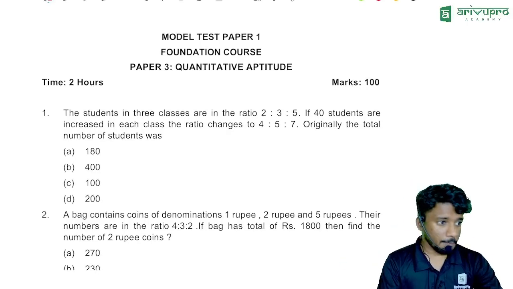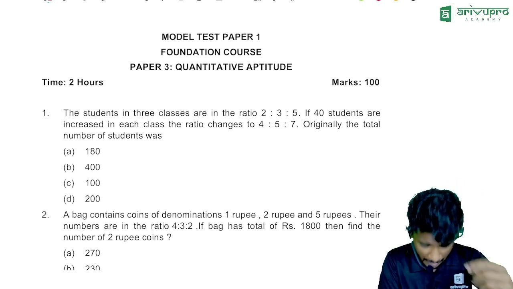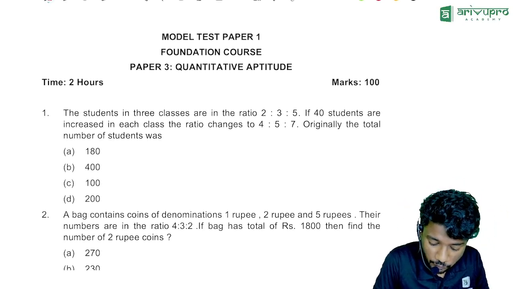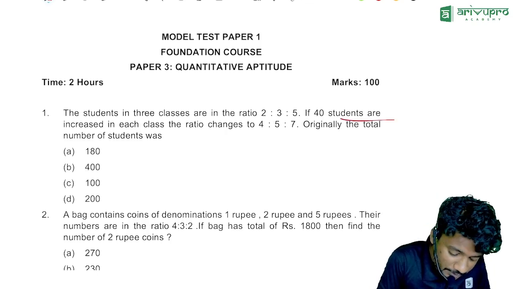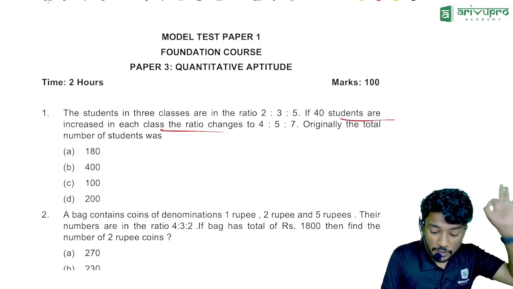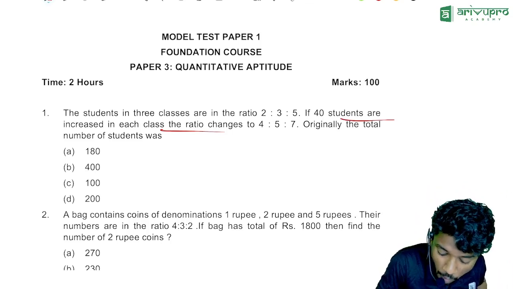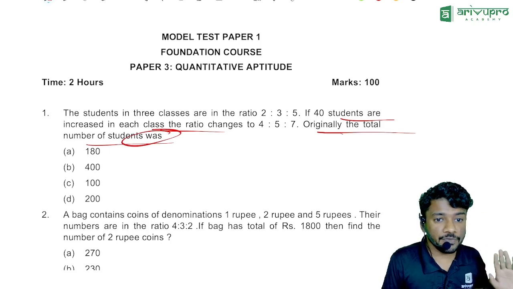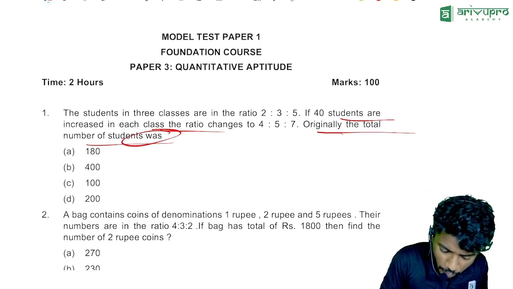Look at the question. Everyone, come on. The students in 3 classes are in the ratio 2:3:5. If 40 students are increased in each of the classes, the ratio changes to 4:5:7. Originally, what was the total number of students? How will you do it?